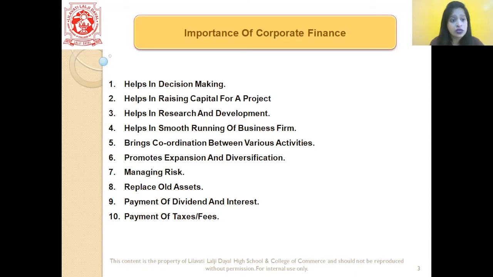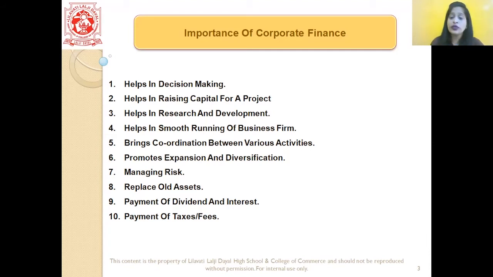Diversification. So students, modern techniques are always required for expansion and diversification. Corporate finance provides money to purchase this machinery and to diversify your project. Hence, you can say it promotes expansion and diversification.